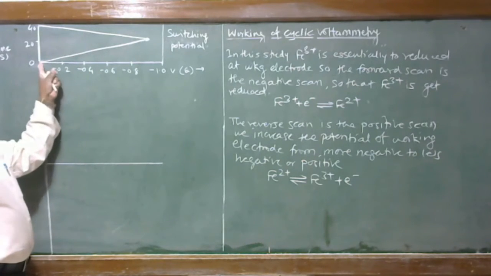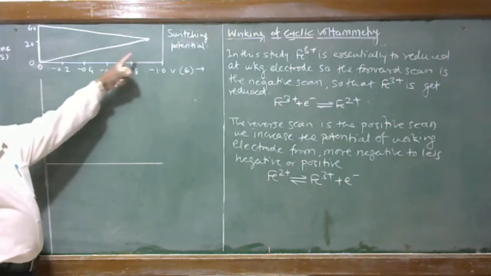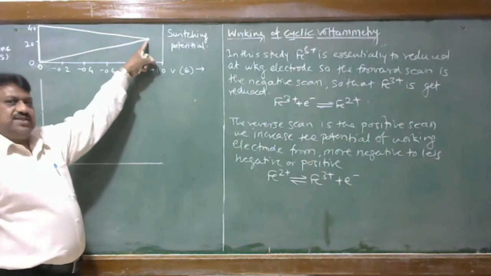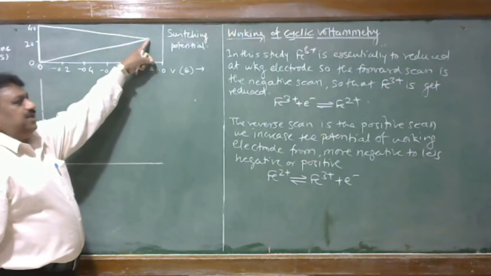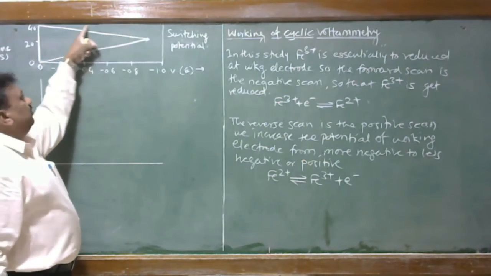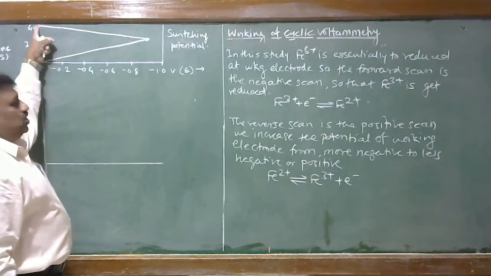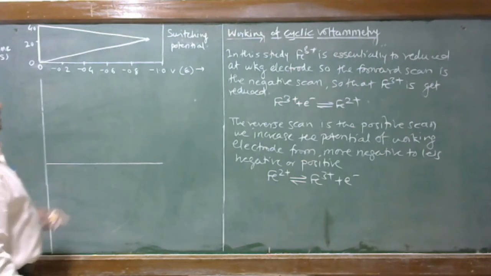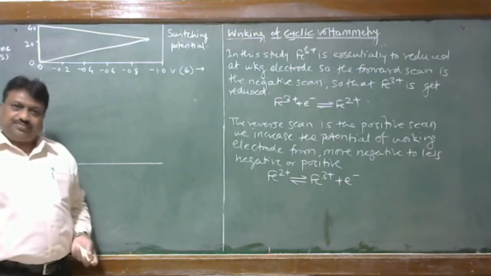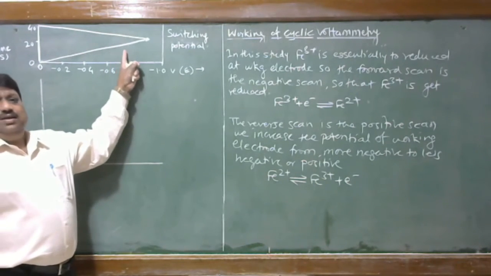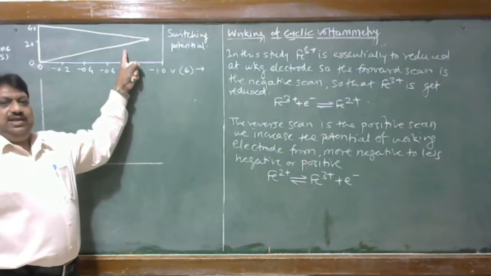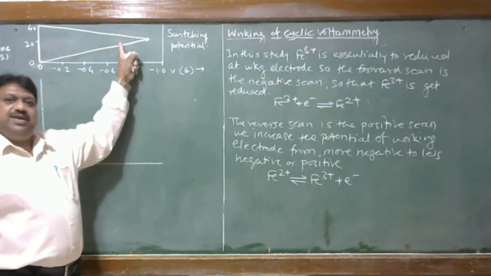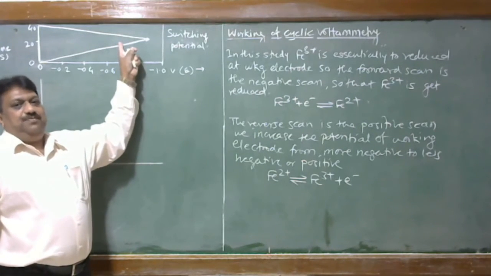That means initially we scan the potential in the more negative direction. That may be the first scan or forward scan, and after the switching potential we scan that potential in the opposite direction to its original value. Therefore, triangular waveform is a potential sweep program, and that is applied in cyclic voltammetry. Now we discuss how this potential sweep program gives the cyclic voltammogram.